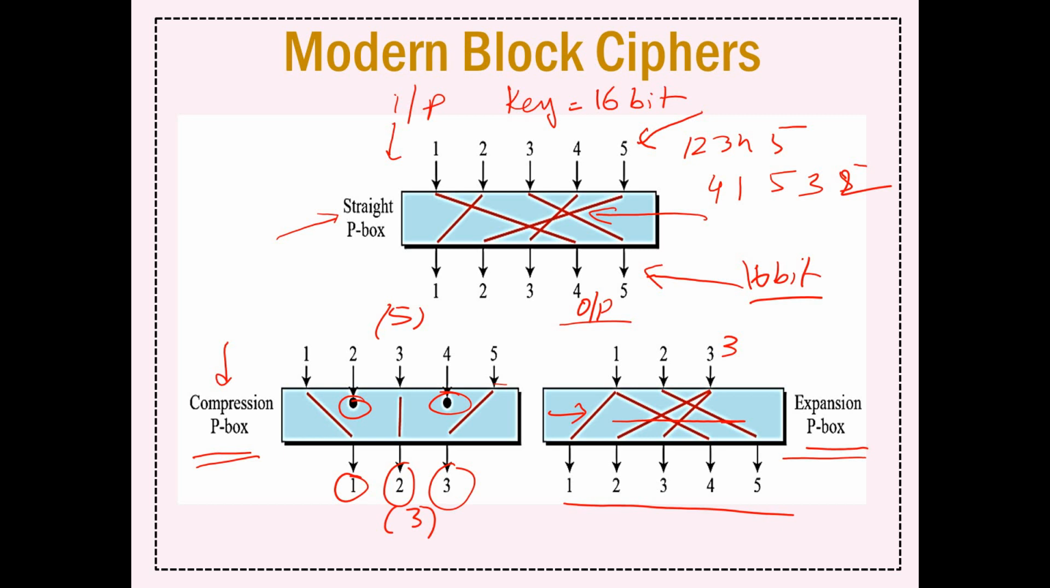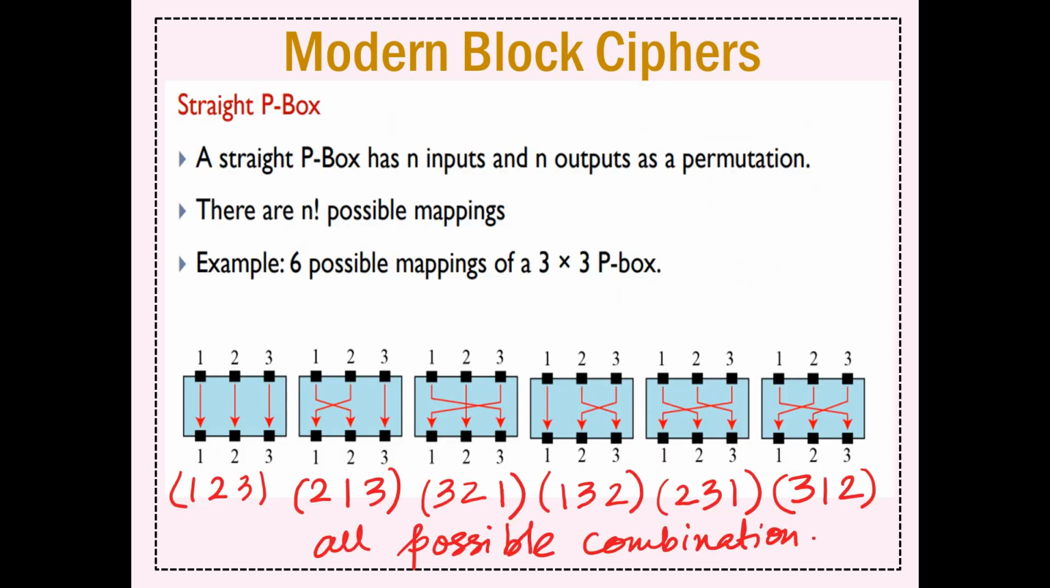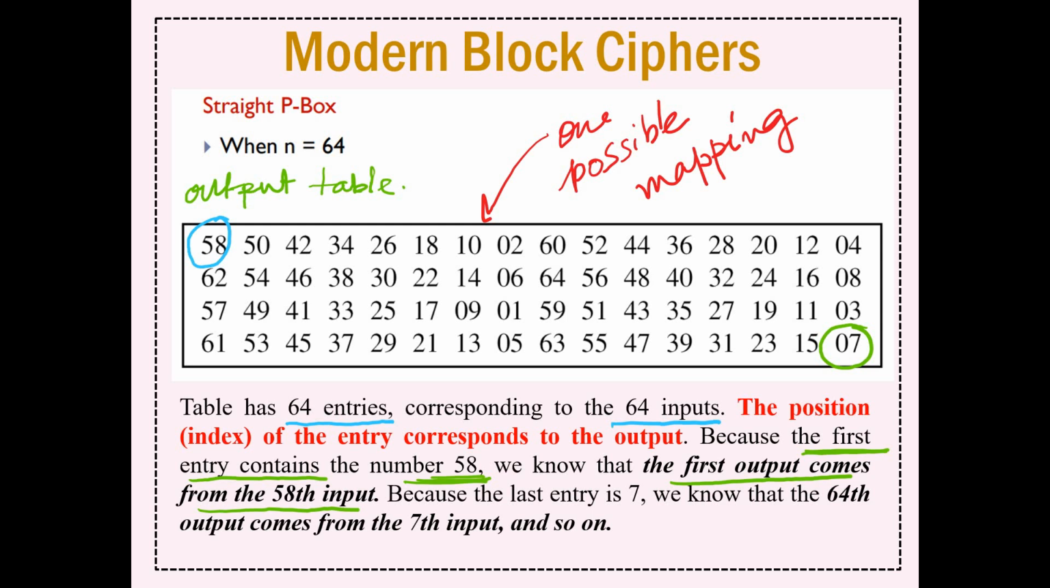Now let's see what exactly these are in detail. If you observe, this is one of the examples I already took. A straight P box has n inputs and n outputs. And if you observe here, there are 3 bits as an input we are giving. So these are the possible combinations that we can have, and these are the possible outcomes, all possible combinations together. That's basically what the straight P box is doing. This I have already explained to you, so I don't think we'll need much time on that.